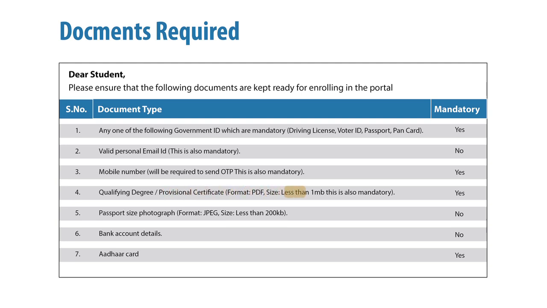PDF, size less than 1 MB. This is also mandatory. Passport size photograph, format JPG, size less than 200 KB. Bank account details and Aadhaar card. Let's see how to do it.